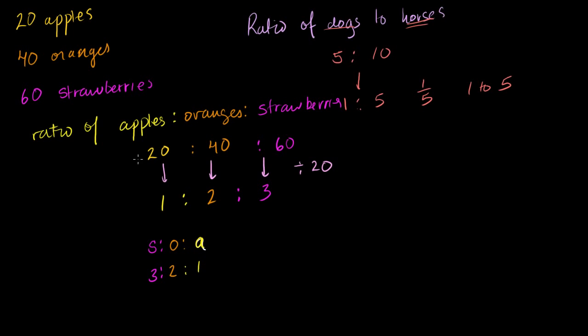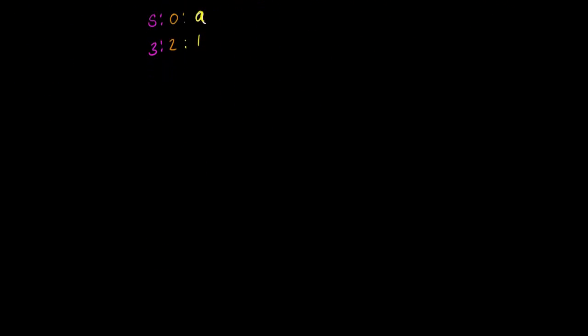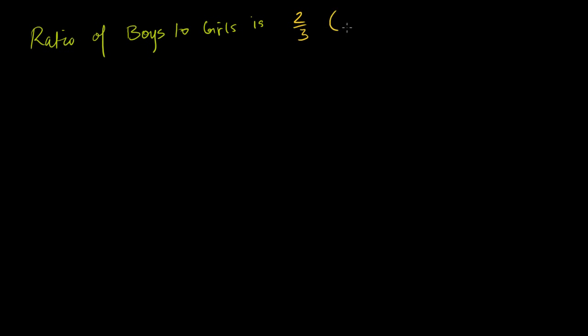Now, in all of the examples so far, I gave you the quantity of things we had, and we figured out the ratio. What if it went the other way? What if I told you a ratio? What if I said the ratio of boys to girls in a classroom is, let's say, 2 to 3, which I could have also written as 2 to 3, just like that. So for every 2 boys, I have 3 girls. Or for every 3 girls, I have 2 boys.